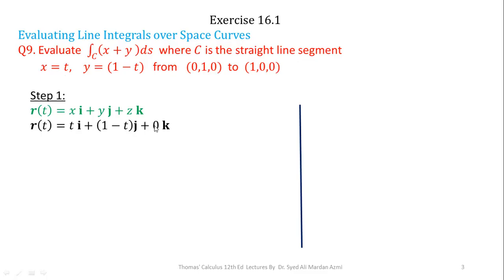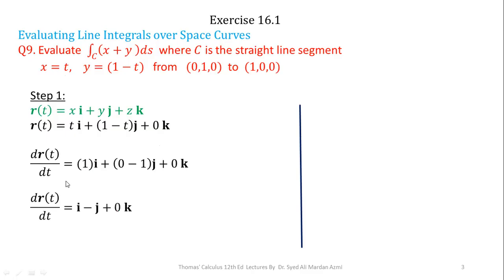Since z is not given to us, its value is 0. In the next step, taking its derivative with respect to t, the derivative of t is 1. The derivative of 1 minus t is 0 minus 1. And the derivative of 0 is 0. So, this is the derivative of r of t with respect to t.